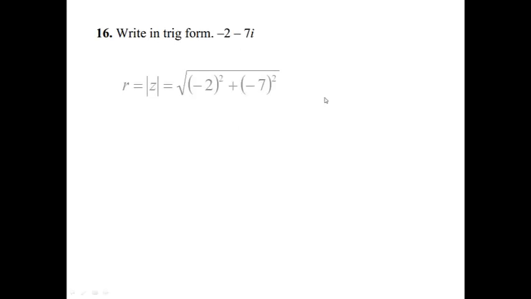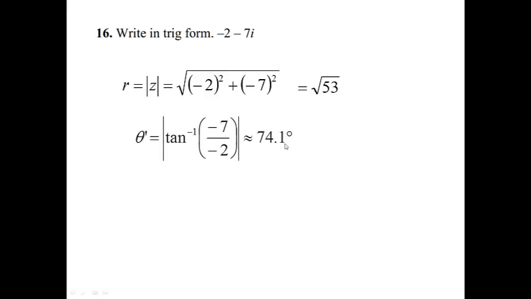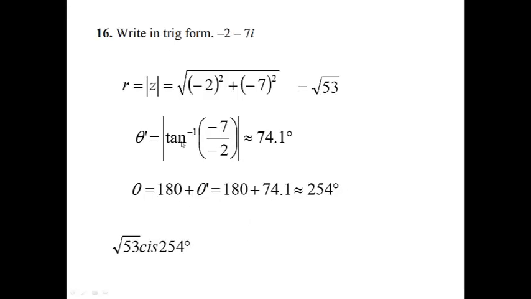Write in trig form. All right, so first we need to find r, and then find theta. R is rad 53, and theta is the arctangent of negative 7 over negative 2, which gives 74 degrees. And since we're in quadrant 3, negative, negative, we have to add 180 to my reference angle. Adding that, we get 254 degrees. I just rounded that to a whole number. Okay, in trig form, we have rad 53 cis 254 degrees, or you can write it like that.